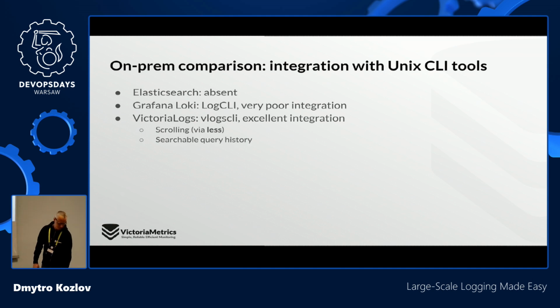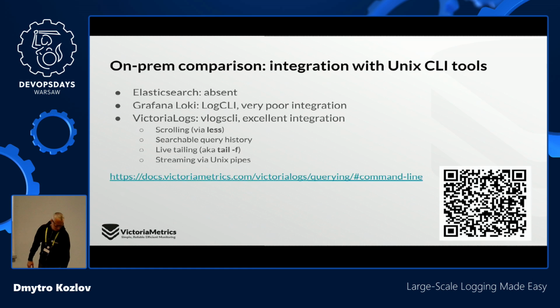What features does it have? It has scrolling via less, so you can scroll through your queries and check the information you need. It has searchable history. It has live tailing, aka tail -f, that you have in the Linux system. You can also use streaming via Unix pipes. It's pretty similar in the code to Unix pipes when you build your query. And you can also check the information about how the command line tool works via this QR code or via this link.